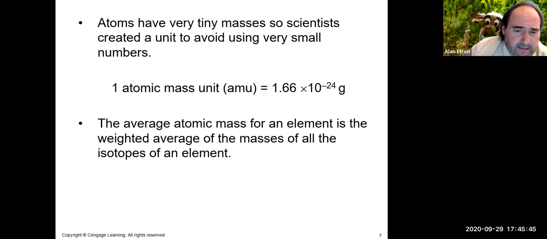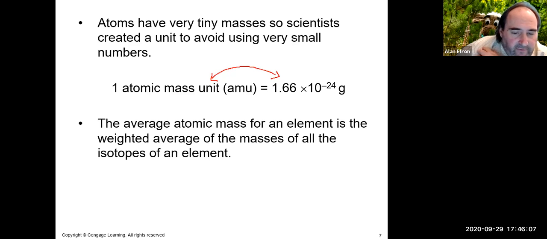Okay. Now, atoms have very tiny masses. So again, we sometimes will create some numbers to help us get a little bit bigger numbers. So this is sort of the relationship here between an AMU and grams. 1 AMU is 1.66 times 10 to the minus 24 grams.